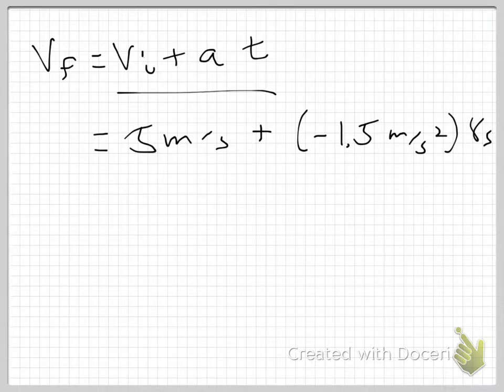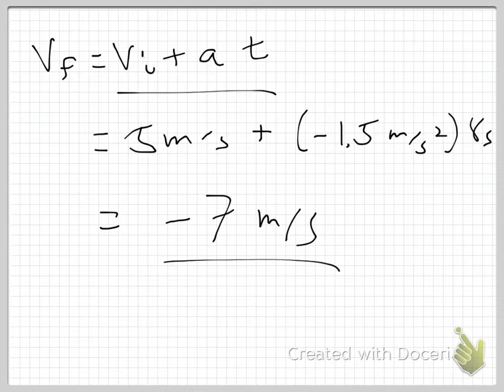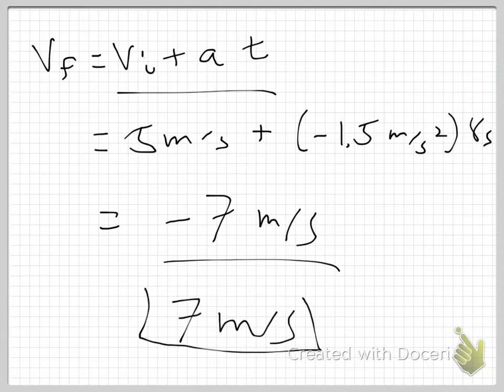So if I run the numbers here, I get that after 8 seconds, this thing is going minus 7 meters per second, which means its speed then is 7 meters per second, which is your final numerical answer. So I solved for the velocity because that's what the kinematic equations give me. I can always get the speed out of that just by taking the absolute value.